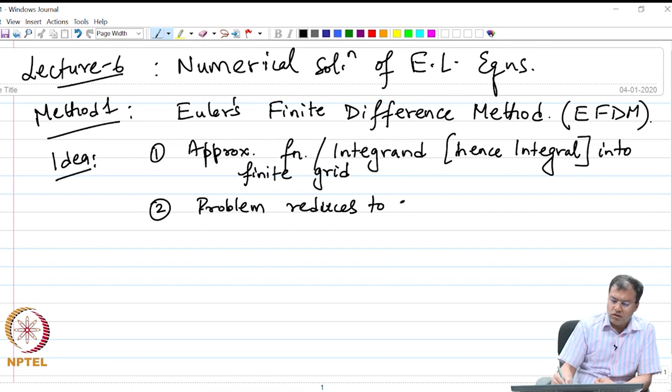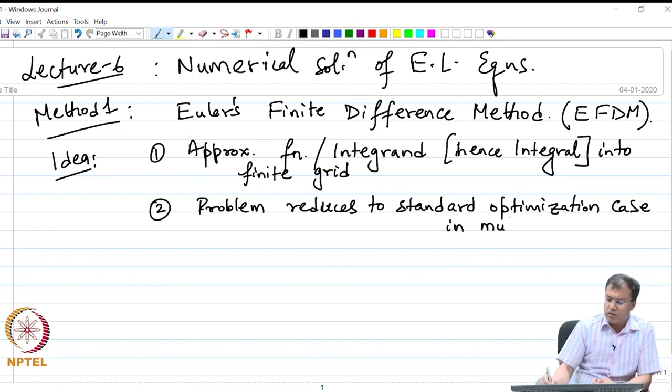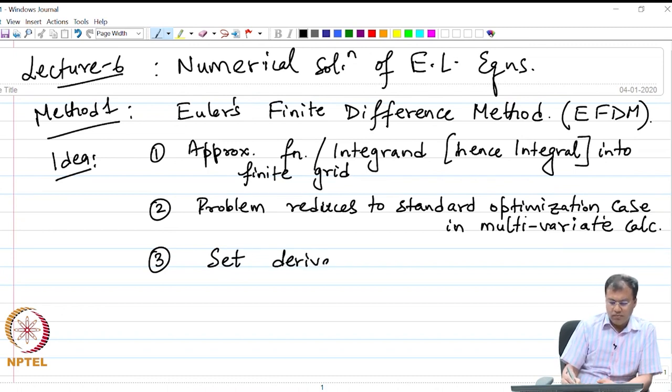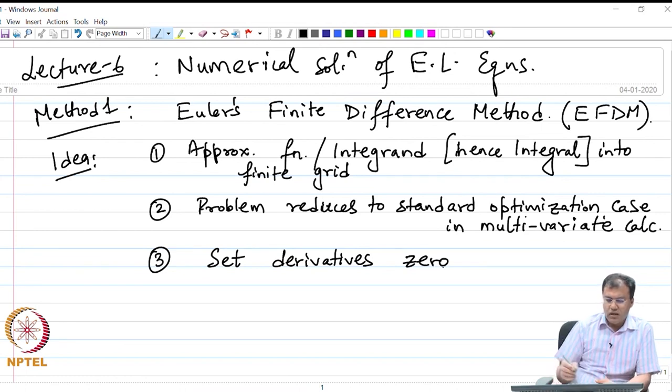The problem reduces to the standard optimization case in multivariate calculus. So, the way we approach maximizing or minimizing a function in a regular vector space, that is the same way that we adopt in this strategy. And finally, the way to do it is, after we have discretized our functional, all we have to do is find the optimal solution by setting the derivatives with respect to the unknowns equal to 0. So, these three points reflect the basic idea of the numerical solution.